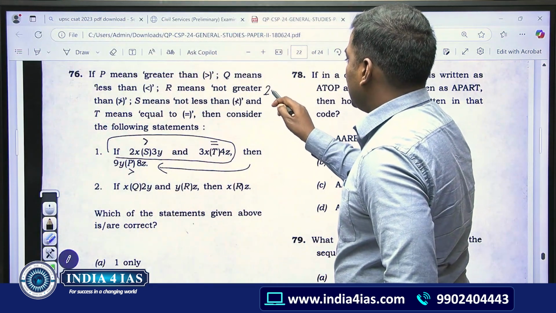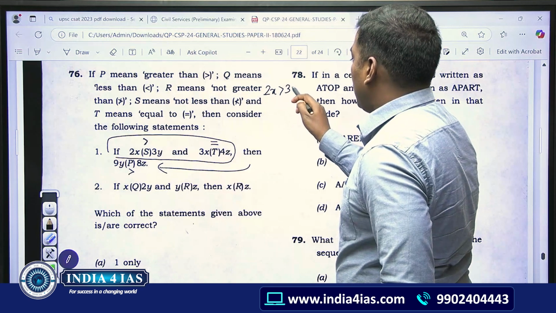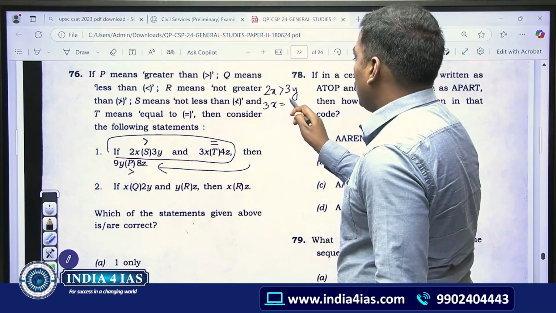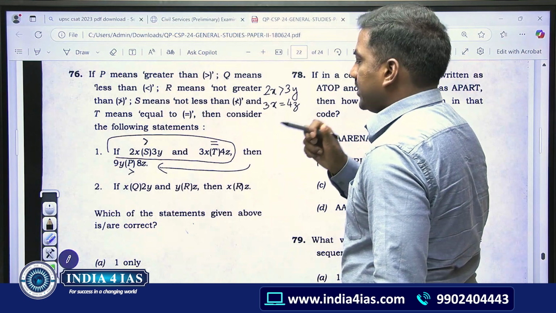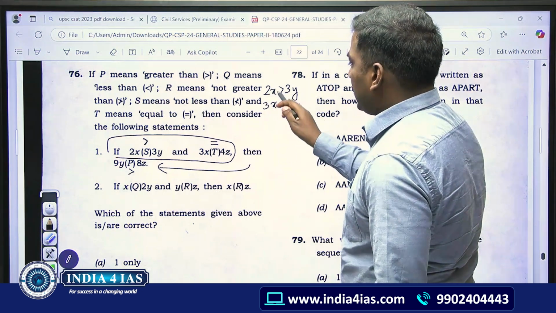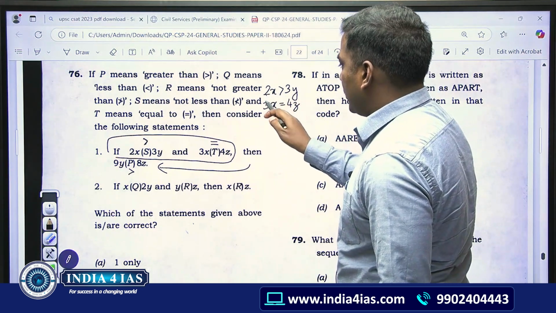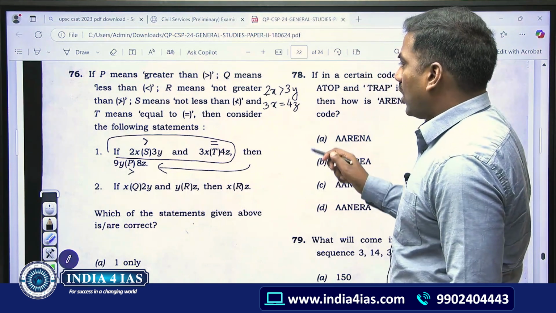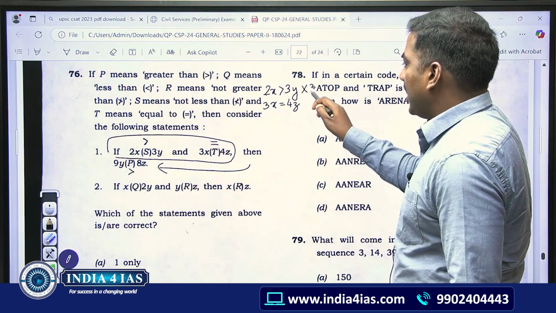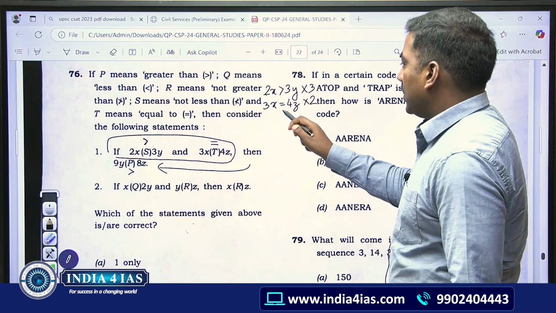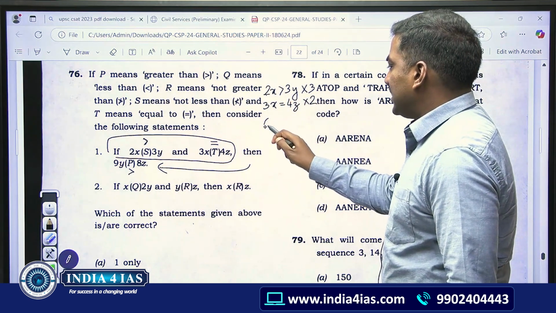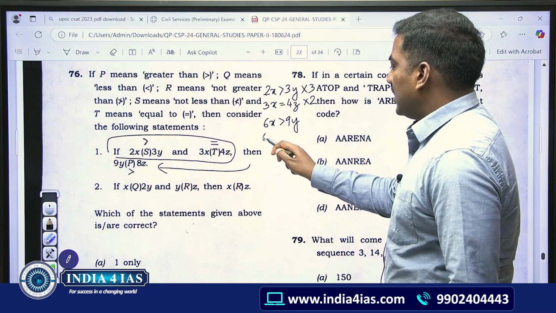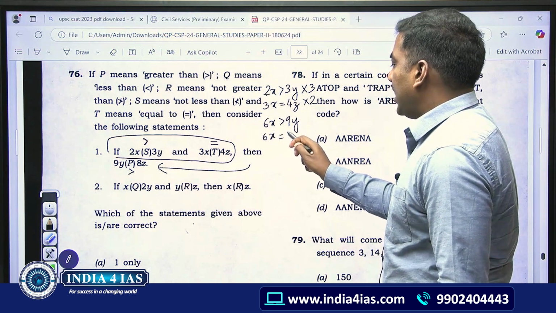2x is greater than 3y and 3x is equal to 4z. See, here the common thing is x, but look at the coefficients. 2 and 3 are there. So what we have to do is multiply by 3 here and by 2 there to equate. So 2x into 3 is 6x is greater than 9y, and here 6x is equal to 8z.